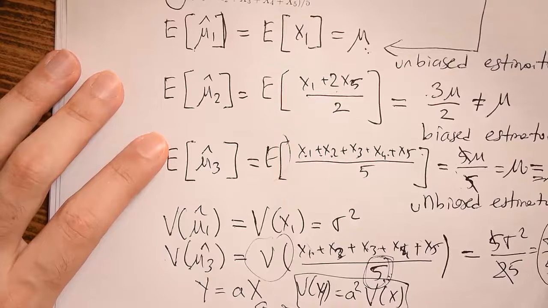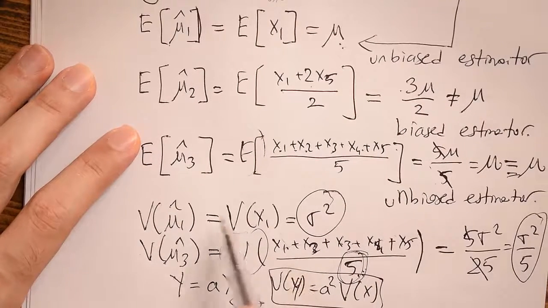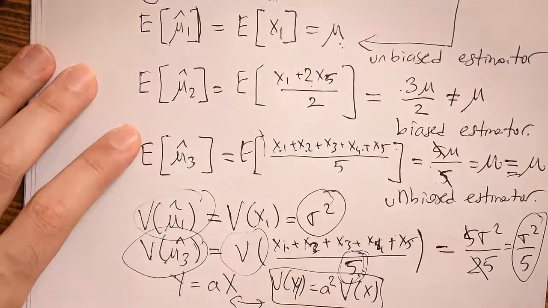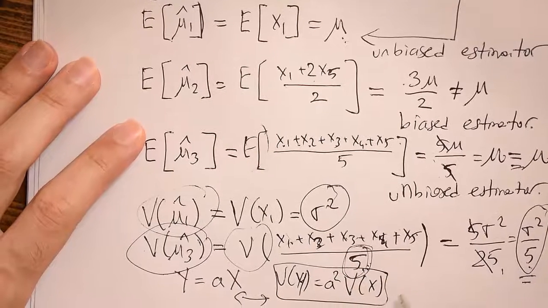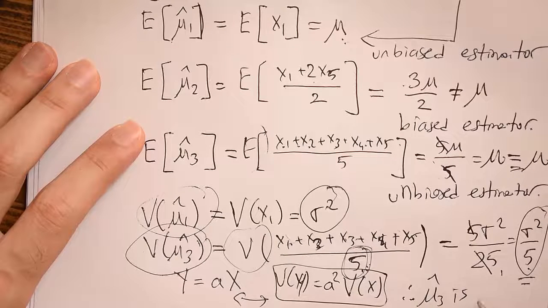So compare this variance with the variance of the first estimator. The third estimator has variance sigma squared over 5, which is less than sigma squared. So therefore, the final conclusion is that mu3 hat is preferable.